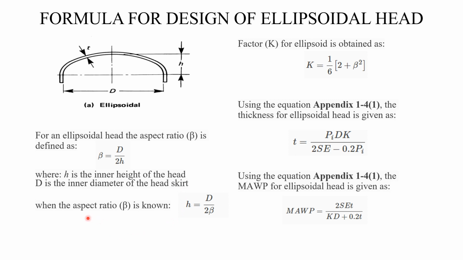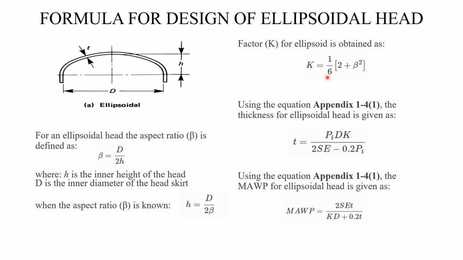But in some cases you will know the aspect ratio beta. Your client will sometimes define the aspect ratio beta. In that case, you will redefine the value of h as equal to internal diameter divided by 2 beta. Otherwise, you will find the value of beta, which is internal diameter divided by 2 into h, and h is normally taken as one third of diameter for ellipsoidal. Okay, so the factor K of ellipsoidal is obtained. K is equal to 1 by 6 (2 plus beta squared).